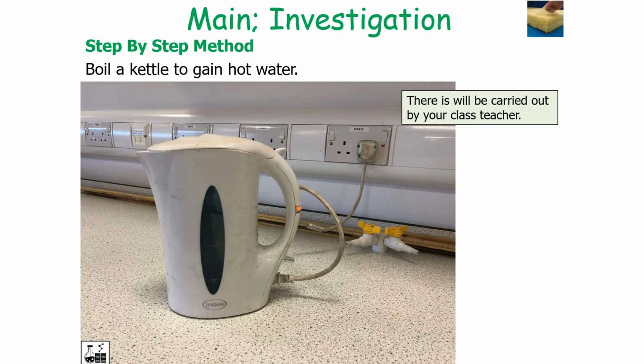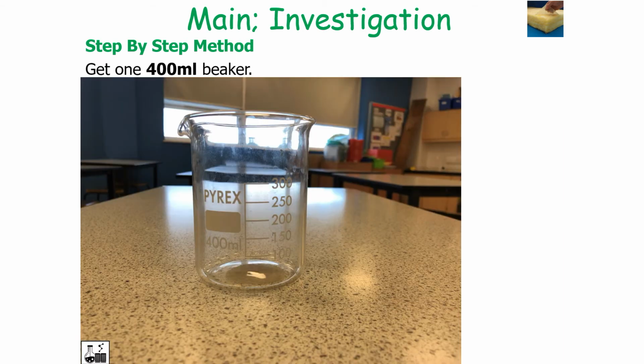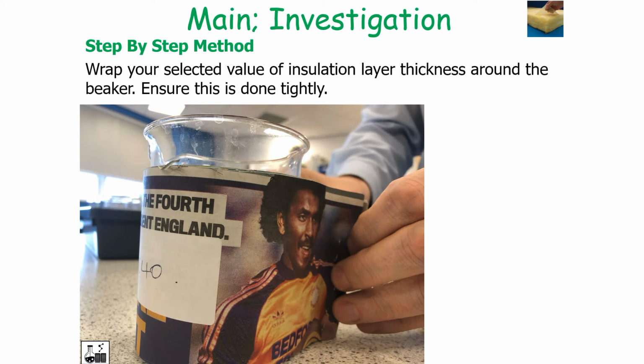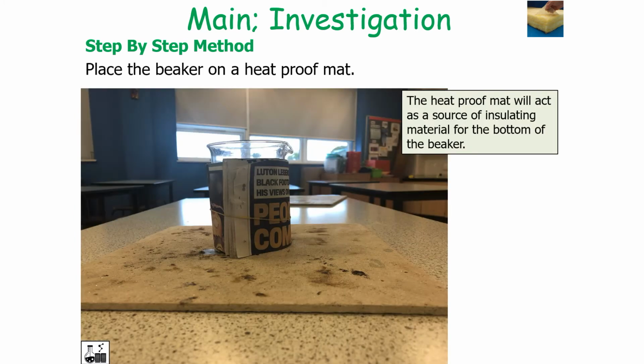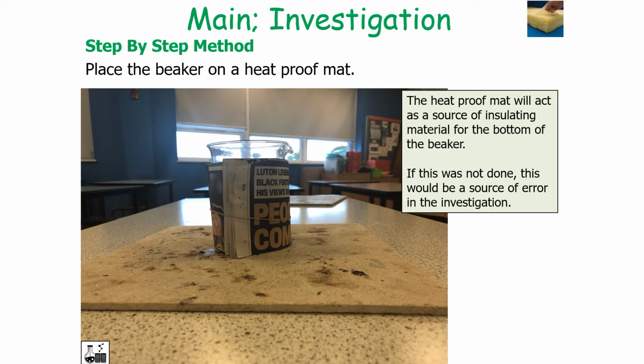You'll boil a kettle to gain hot water, which will probably be carried out by your class teacher. You'll get one 400ml beaker. You then wrap your selected value of insulation layer thickness around the beaker. Ensure it's done tightly so there are no air gaps or air pockets between the beaker and the insulation layer. You then secure that insulation with an elastic band. You then place the beaker on a heat-proof mat. The heat-proof mat will act as a source of insulating material for the bottom of the beaker. If this wasn't done, this would be a source of error in the investigation.